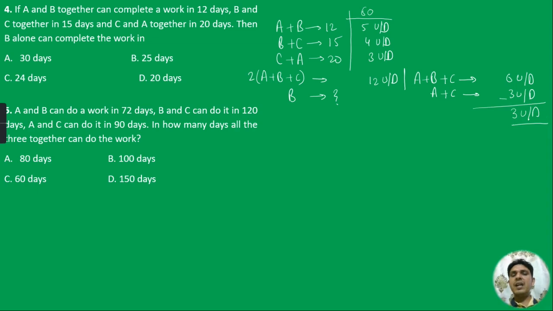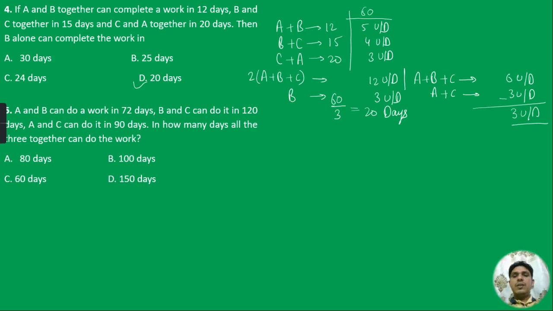So we can say that B's one day work will be 3 units per day. And for finding the number of days taken by B, this will be simply the complete work, that is 60 that we have assumed, divided by one day work of B, which is 3. So students, we can say that the answer of this question will be 20 days. So option number D will be the right option.